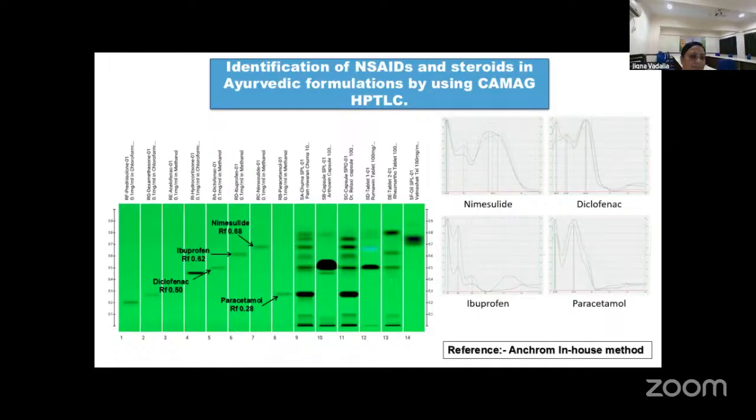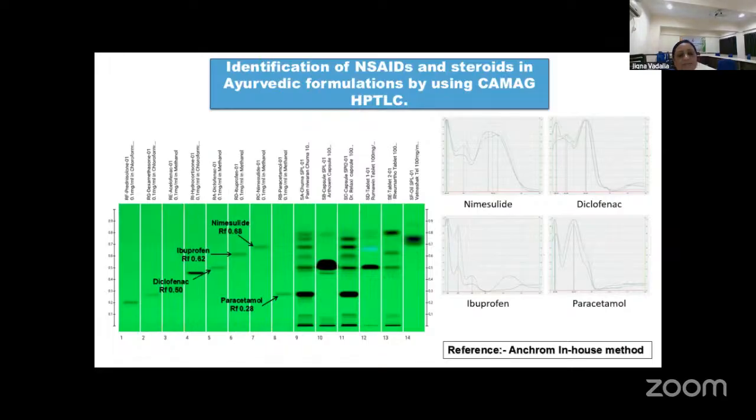Here they are non-steroidal compounds, and we have also developed the method with these four plus some steroids like dexamethasone. So we are able to find the adulteration of these synthetic compounds in the herbal formulation. Here you can observe paracetamol is present in two samples, then ibuprofen is also present in the sample, like diclofenac.